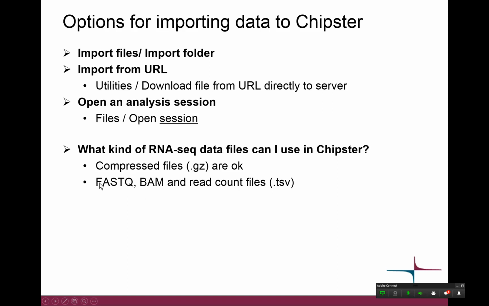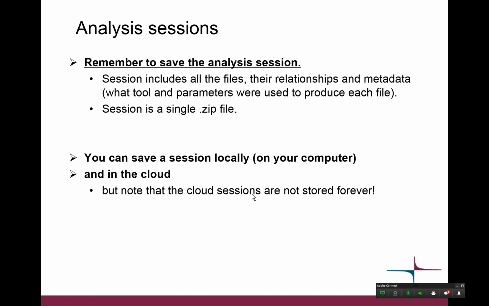The other point I wanted to make here is that today we go through the whole workflow. So we start from the raw reads in fastq format, and then we align and have count files. But if the core facility, for example, already gives you BAM files, it's quite all right to start with those in Chipster, and also if you have count files, that's fine too. So you can jump in at different points of the analysis.